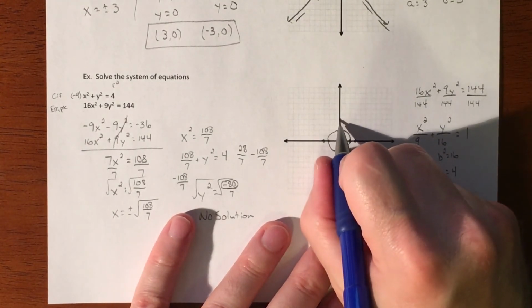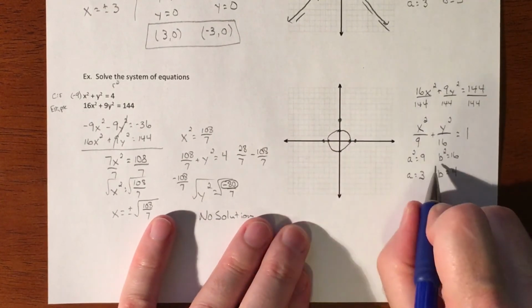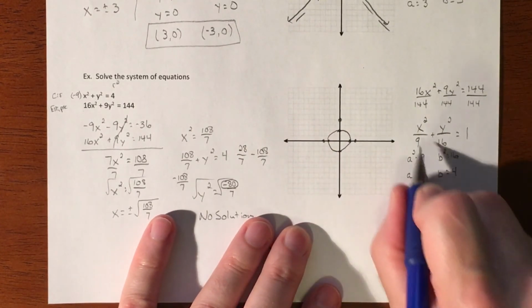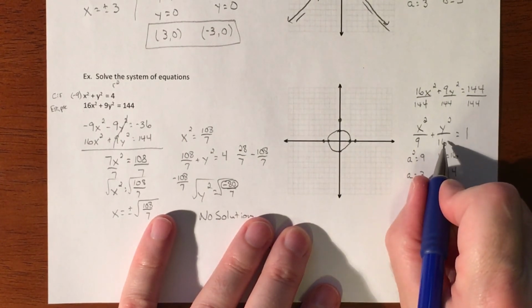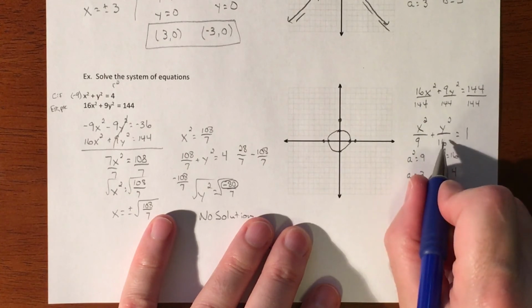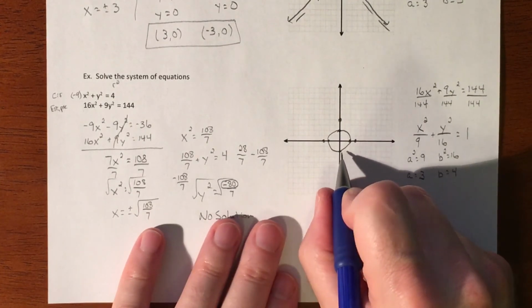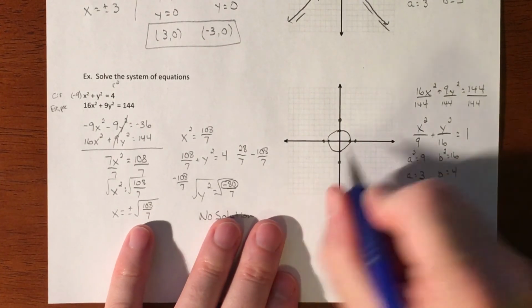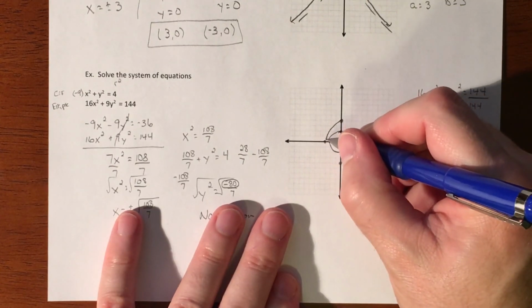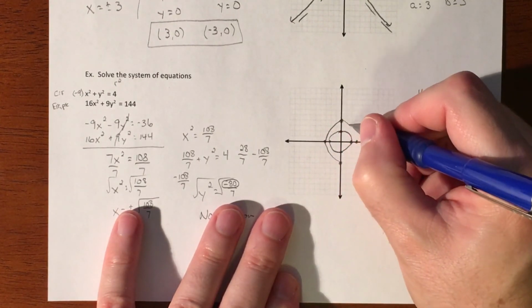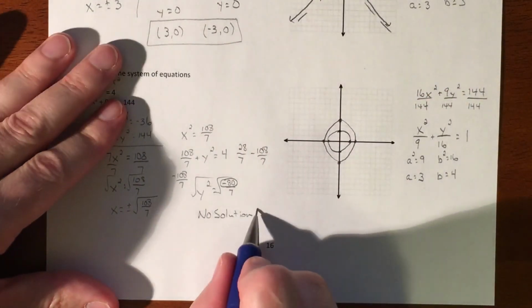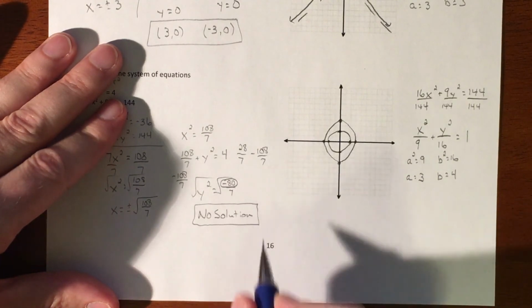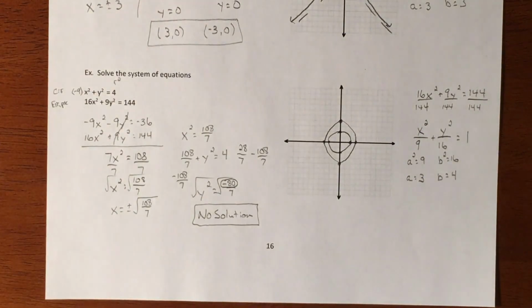So you're having a vertical ellipse because you have more up and down than you do left and right. And we knew that kind of from this, the 16, the value under the y squared is bigger than the value under the x squared. So more up and down than left and right. And if you graph your ellipse, they don't cross each other. So we do in fact have no solution. All right, and that was the fourth example of solving nonlinear systems of equations.